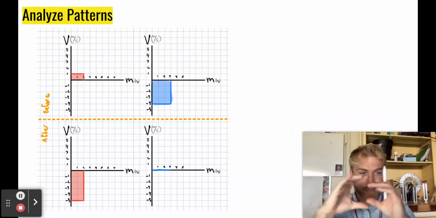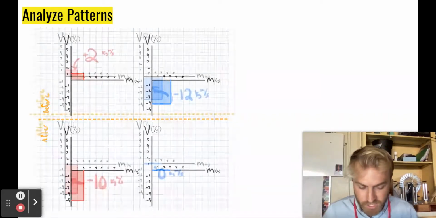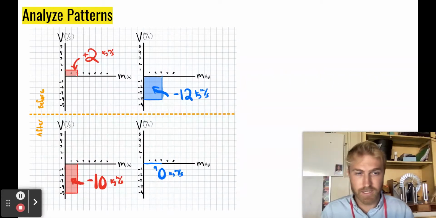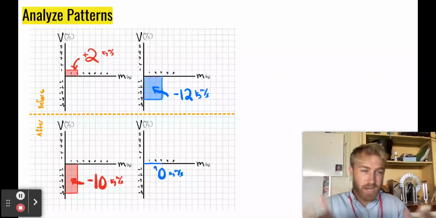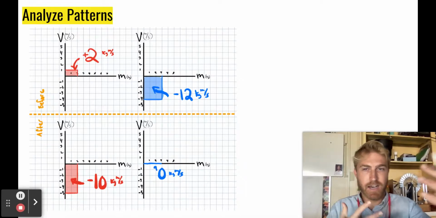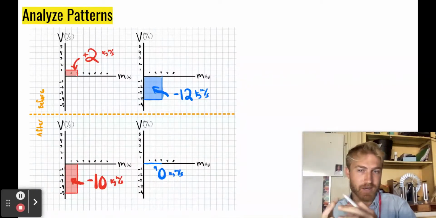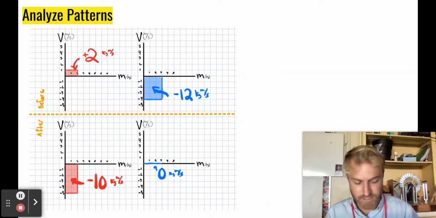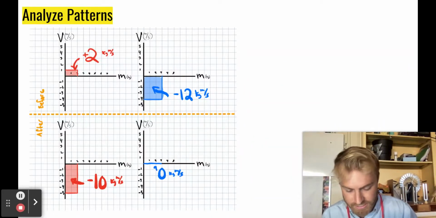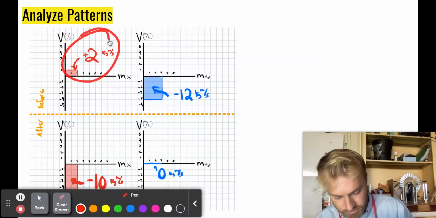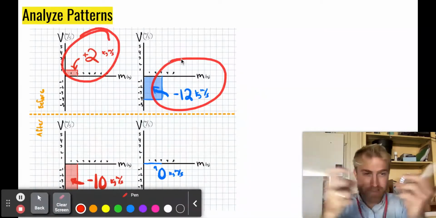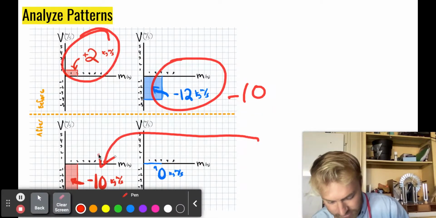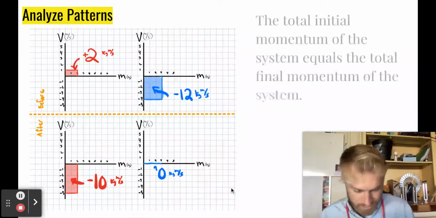Now, what you want to do is analyze some patterns. You want to look at the area or the total momentum of each object, the initial and the final. But what might strike us as kind of cool is the pattern of the total momentum before and the total momentum afterwards. You'll notice that plus 2 minus 12, if we combine those numbers, we get negative 10. And that's how much total we have down here. So that's an interesting pattern.